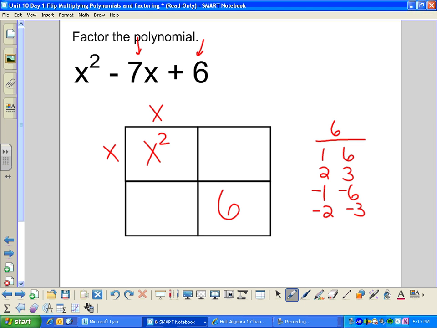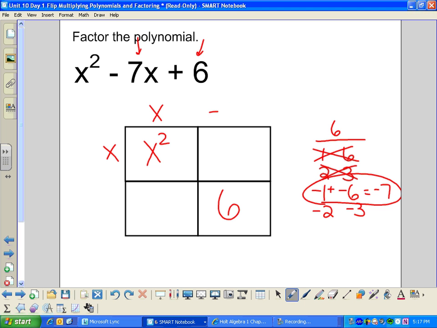Hopefully by now you're recognizing that if this is positive and this is negative, I'm going to have two negative numbers as the last terms of my binomials, because there's no way it could be positive. So this can't ever give me negative 7. This can't ever give me negative 7. And I add those together. Oh, I get negative 7. Bam, I found it. Okay?